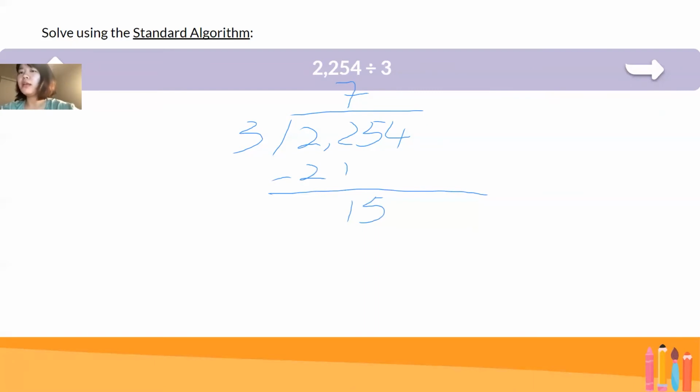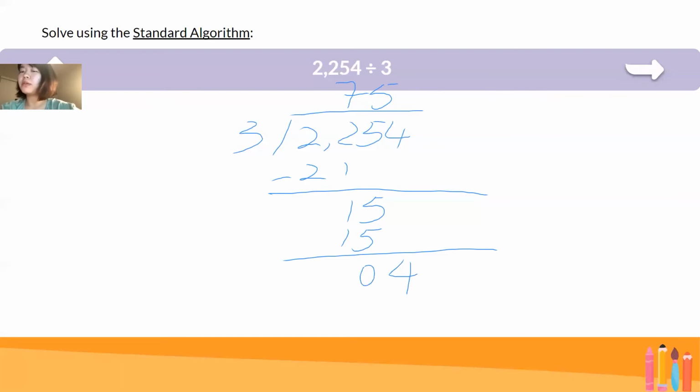So 3 times what equals 15? 5 times 3 equals 15. And that gives us 0 remainder for the tens place. And we directly put down the ones place, which is 4. And 4 is bigger than 3.